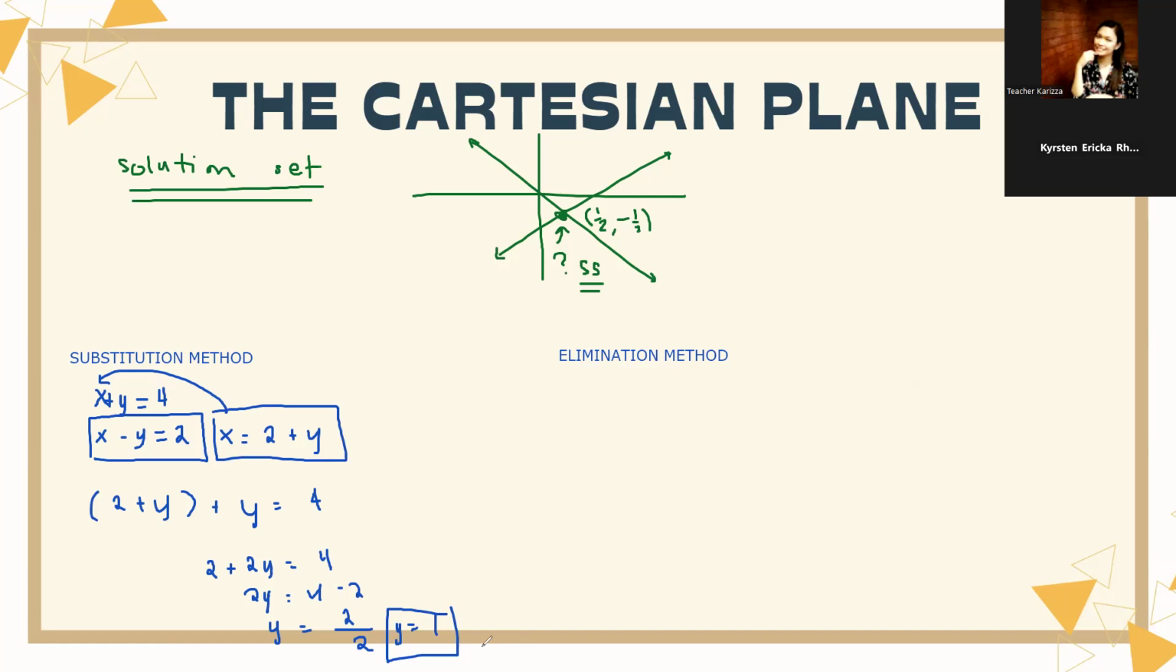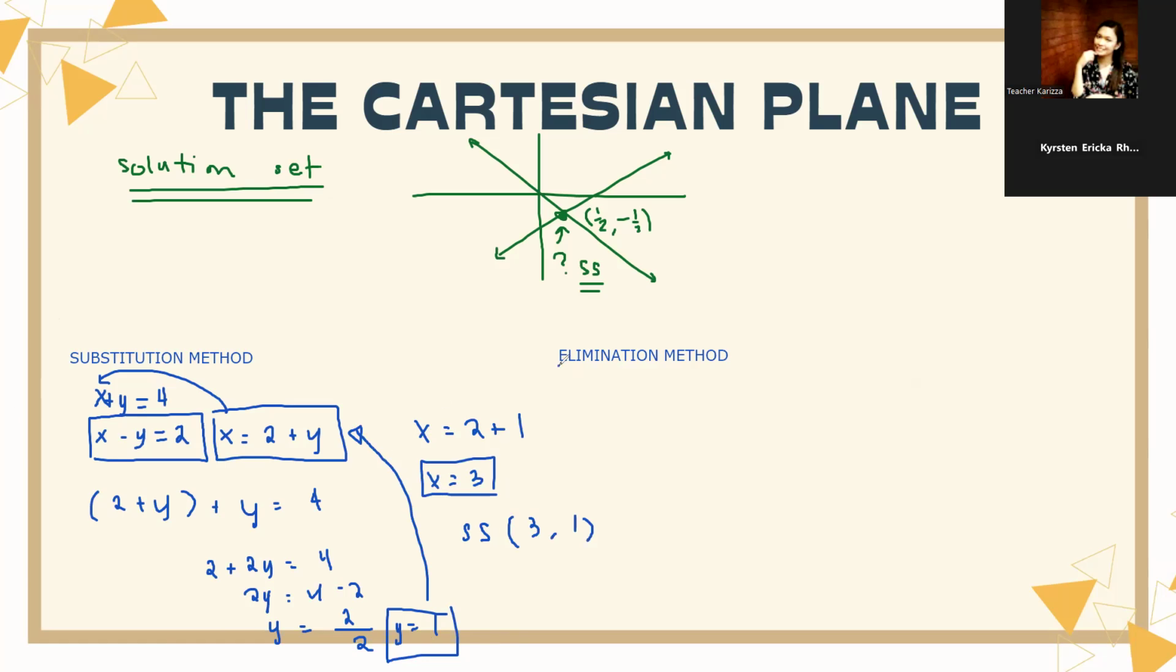Okay? Now that we know the value of y, we can just plug it in again. Pasok mo lang siya ulit. We have x is equal to 2 plus y. X is 3. So our solution set is 3, 1. Nasundan?